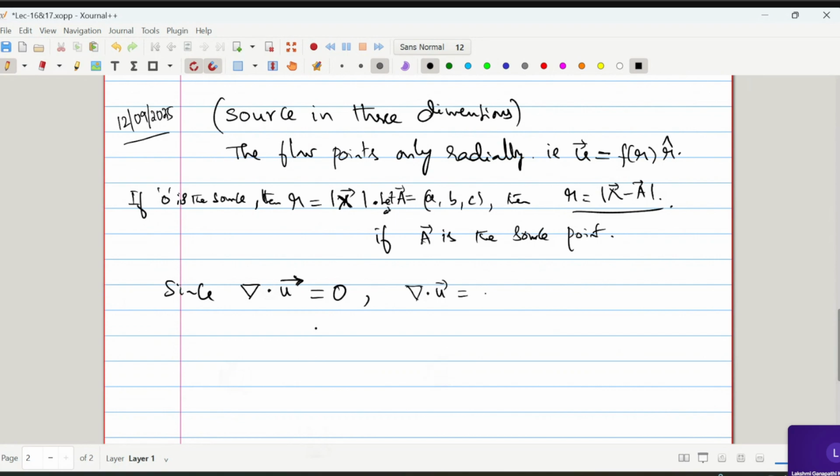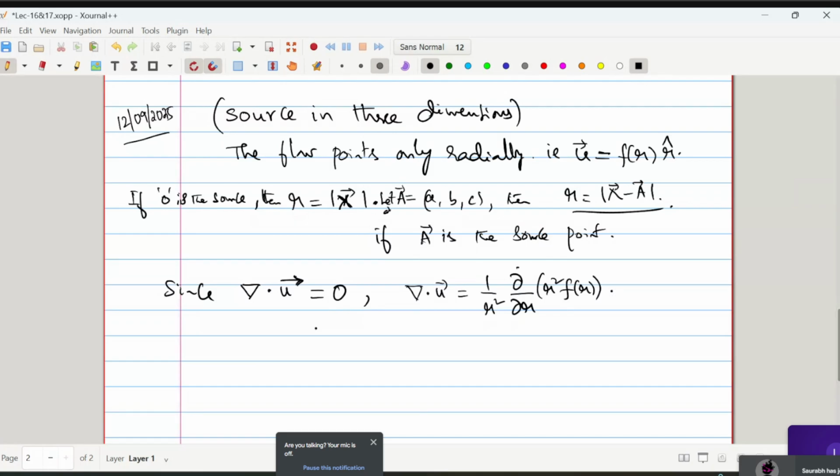Now we are in 3 dimensions. Okay, so you'll have, I'm writing directly, just go and verify. Just list one component only. So ∂/∂r of r squared into f(r). Okay, so this is the one you will get as del dot u, that is equal to 0.